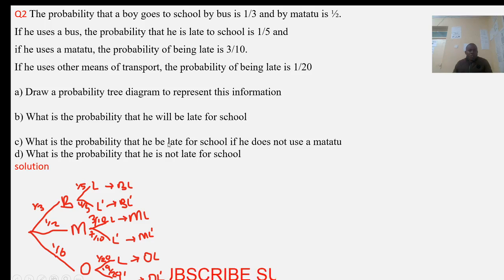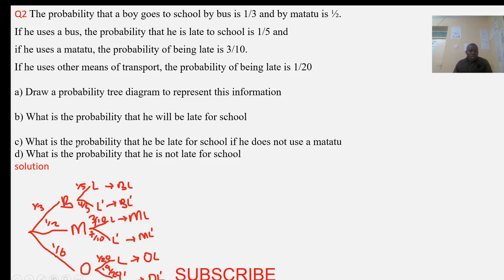What is the probability that he will be late for school if he does not use a matatu? If he does not use a matatu, the probability that he will be late will be the probability of this or the probability of this. So it is a third times 1 over 5 plus 1 over 6 times 1 over 20.